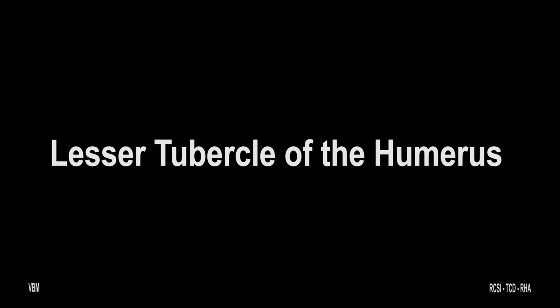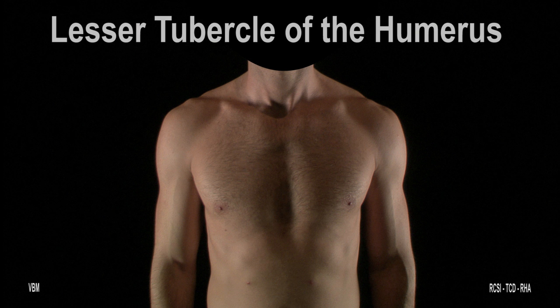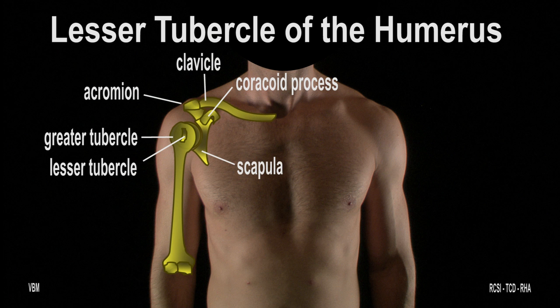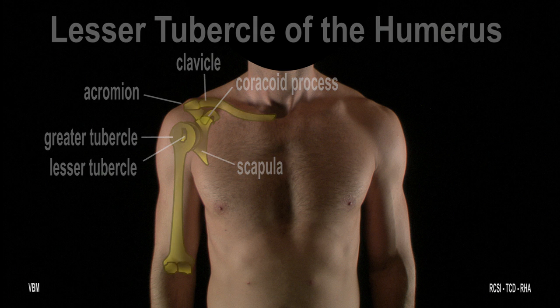Lesser tubercle of the humerus. The lesser tubercle of the humerus is infralateral to the coracoid process and points forward. Palpate it sliding beneath your fingers while you medially and laterally rotate the humerus.